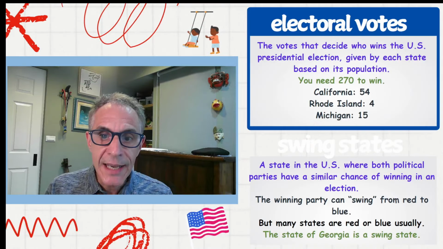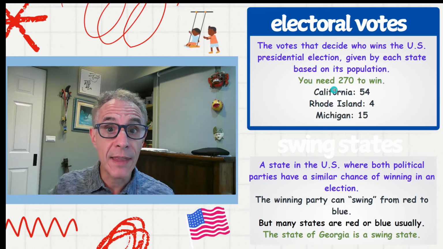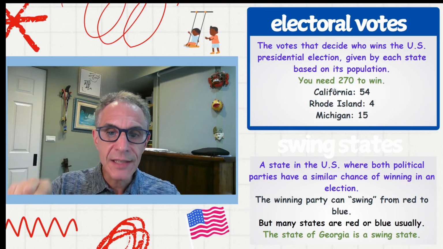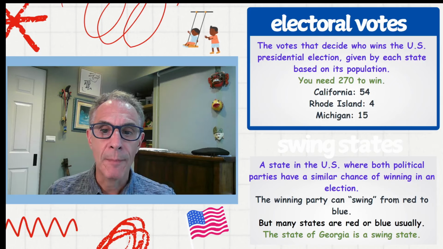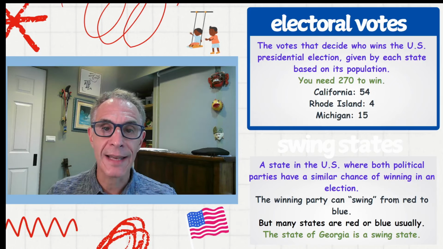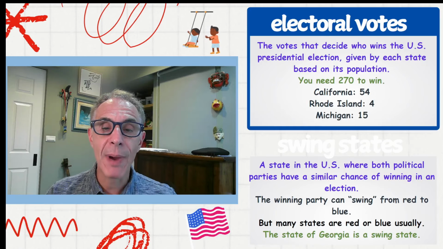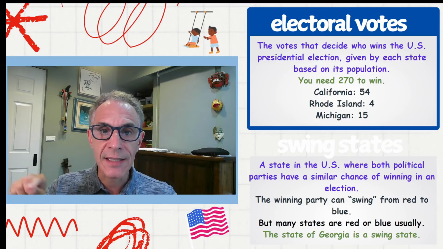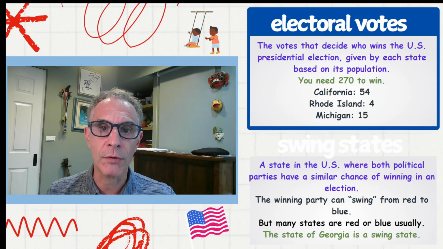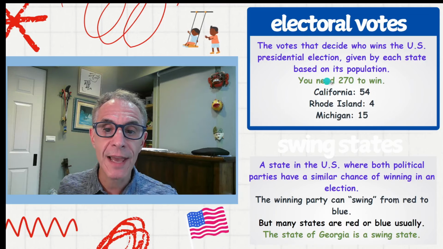So each candidate wants to get 270 votes, and then they are the winner. So they need to win each state. All right. So electoral votes are votes that decide who wins the election, the presidential election. It's given by each state based on population. So each state has a number of electoral votes. You want to win those votes and get 270 to become the president.